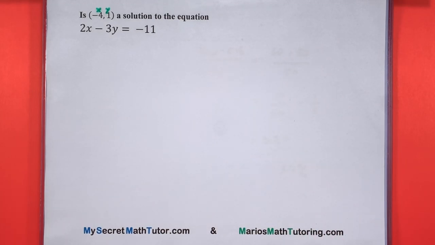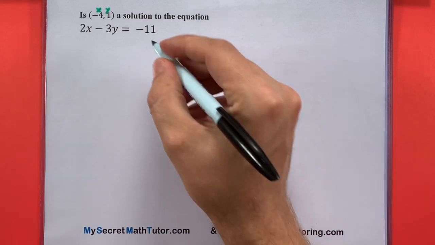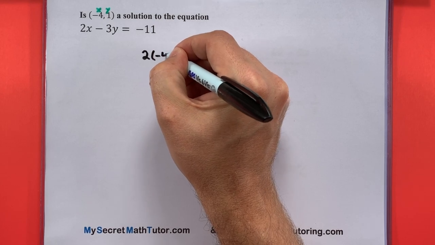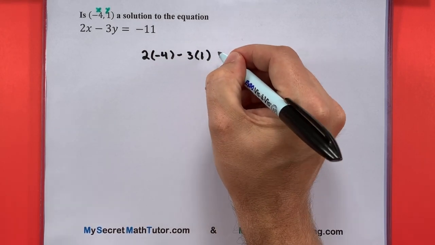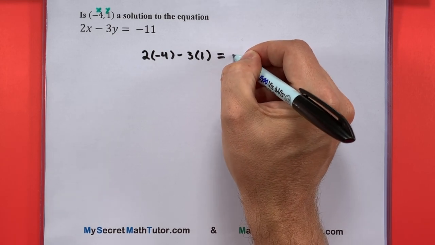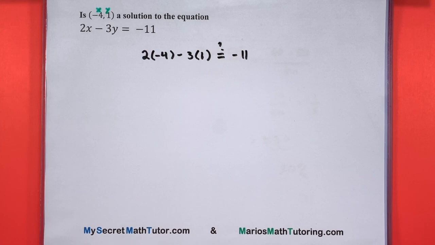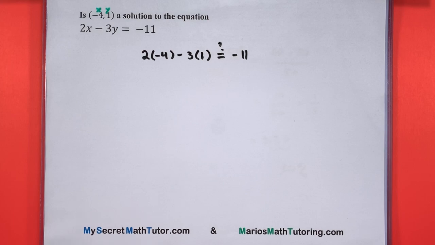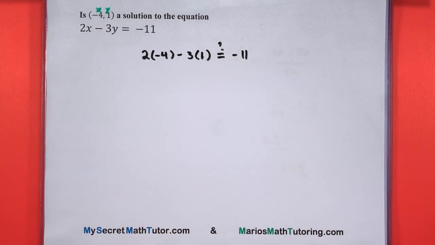And to determine if it's a solution, we simply substitute these values in for x and y and see if it is true. So I'll write out 2, my x is a negative 4, my y is a 1, and of course we're trying to determine if this is really equal to negative 11, so I'm going to put a little question mark over that equal sign. I'm also going to be careful not to move things across that equal sign. It's really like we're trying to verify whether these two things are the same, so I don't want to necessarily jump to conclusions. All right, let's see what we got.